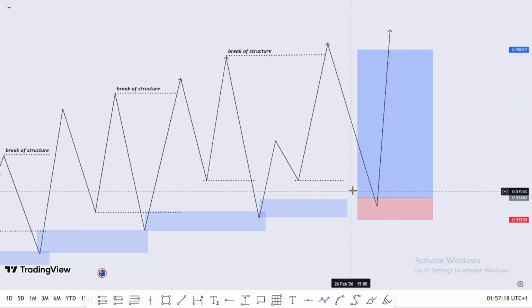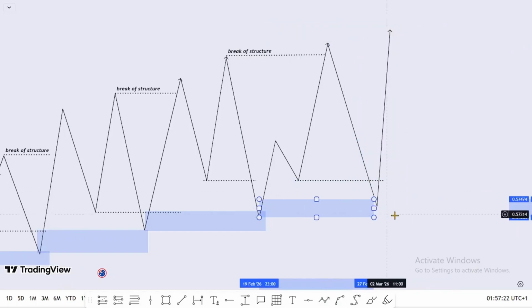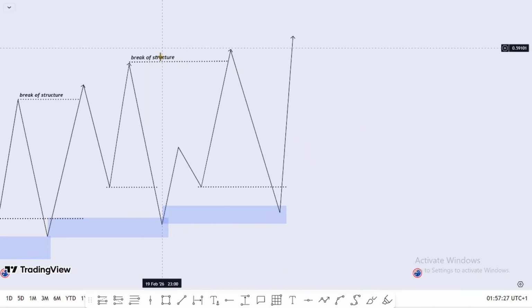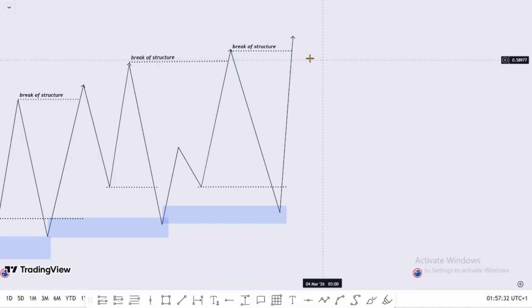So that's it. And let's continue a bit. I want to explain something. So now let's say at this point, what the price did here. At this point, we now have our break of structure. Obviously, right?